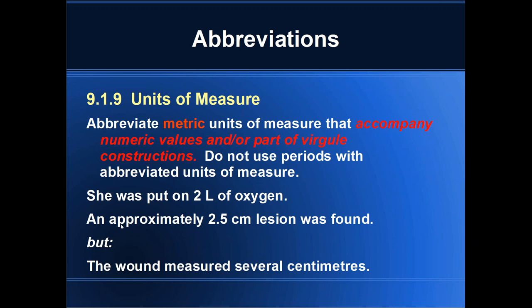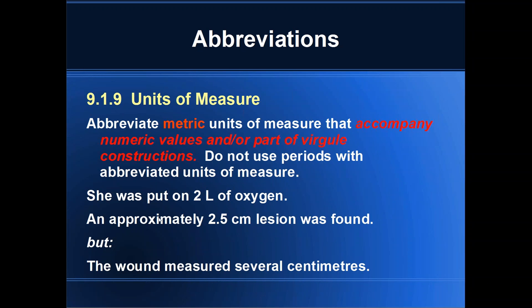Or another example, just 1 second, Patricia, I'll answer that in a second. An approximately 2.5 cm lesion was found. That's a pretty simple sentence, I know, but I wanted to fit it in on one page. Why is this abbreviated? Well, it's metric number one, so we can abbreviate the centimeters, and 2.5 because it's a numeric value and it's accompanying the metric value.